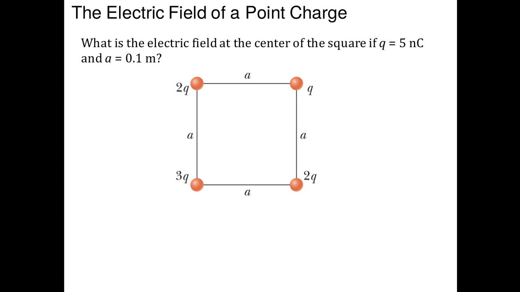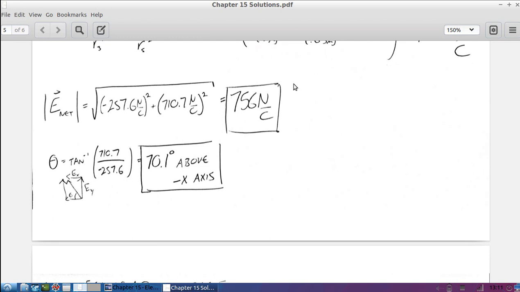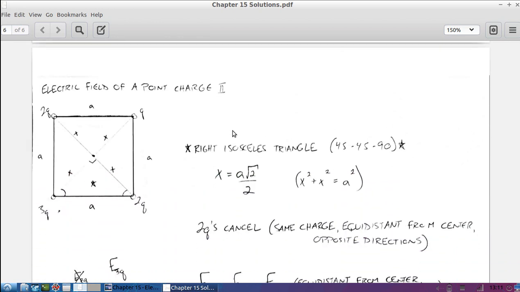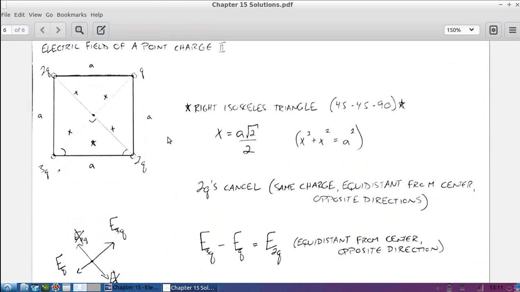So I'm looking for a way to simplify this problem so I don't have to resolve as many vectors. So here's what I did. So this is my sketch of the square, right? I got my Q, I got my 2 Q's here, and I got my 3Q, right? And I've got the lengths, right? A.